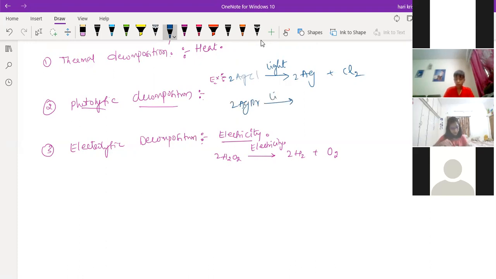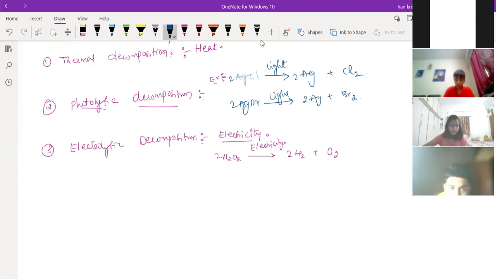In the presence of light, what will happen? It decomposes into 2Ag plus Br2. So decomposition taking place in the presence of light is photolytic decomposition. Examples are the photographic films. They are made up of AgCl and AgBr.